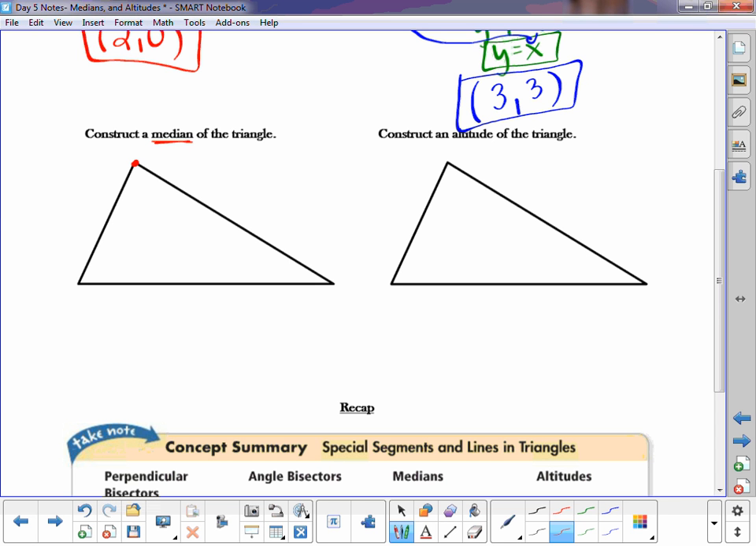Perpendicular bisector. So really what we're going to do is just construct our perpendicular bisector of this side to identify my midpoint, and then once I have it, then just connect them. Now for our altitude, again, we want just that perpendicular line.